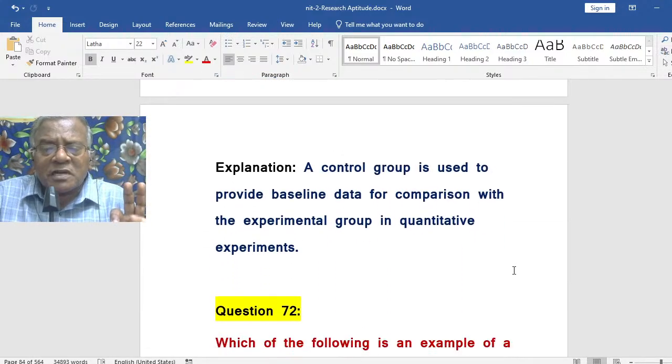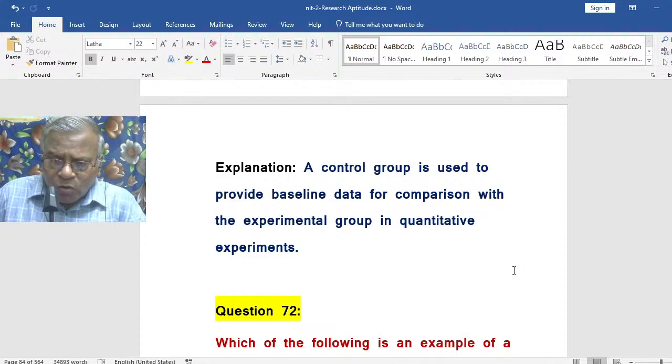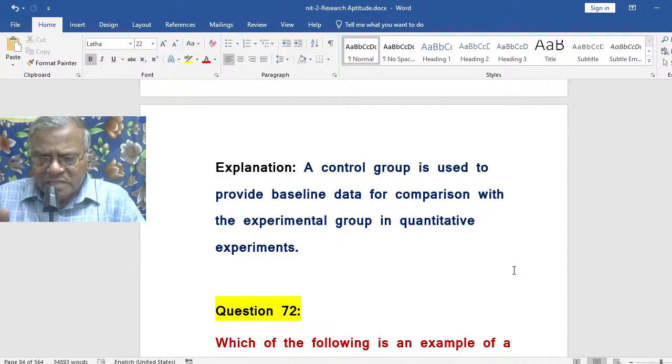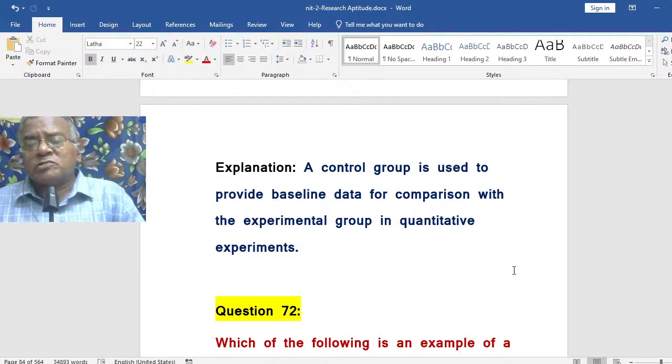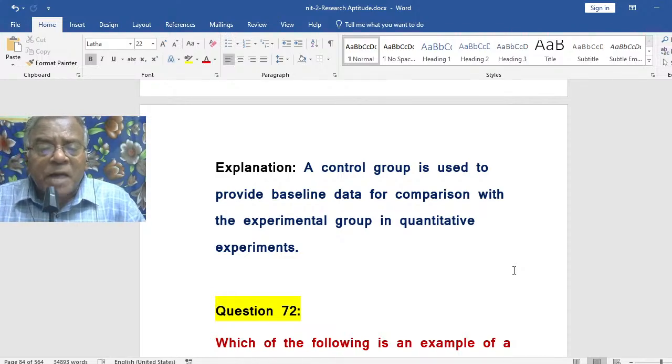I hope you have understood this. So control group, experimental group, independent variable, that is media education. So based on this, so many questions will be appearing in the exam. A control group is used to provide baseline data for comparison with the experimental group in quantitative experiments.